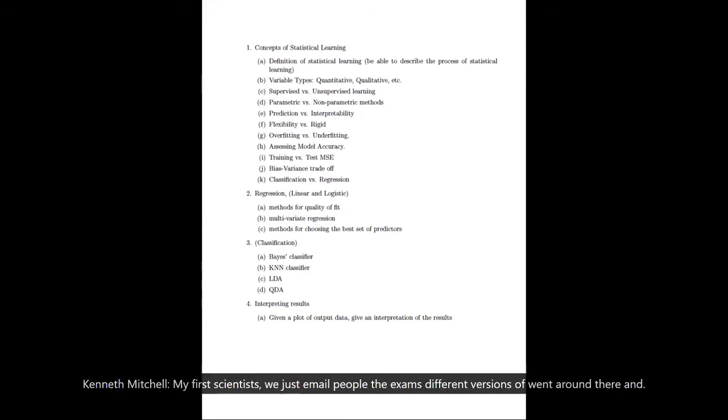Professor, I got a question. When we first started this, we just emailed people the exams. There were different versions of them, and they were randomly emailed to everybody, and you had to return it within a couple of hours of opening the email. Yeah, that makes more sense to me. That's the way it had been done. I could go back to doing it that way.